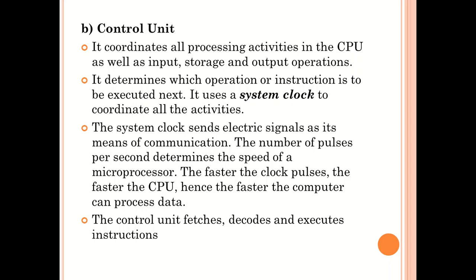It uses the system clock to coordinate all this activity, to determine which one is supposed to be given which resource and for how much time. A system clock basically sends electronic signals as its means of communication. The number of pulses per second determines the speed of the processor. So the more pulses the processor makes, the better the speed. The faster the clock pulse, the faster the CPU, and hence the faster the computer can process data.